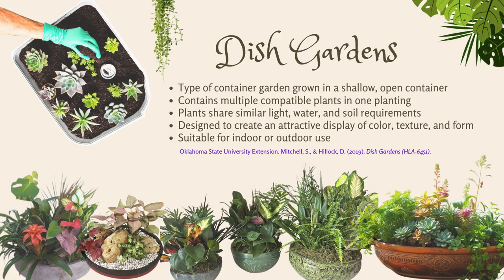A dish garden is a shallow container planted with several compatible plants that share similar growing requirements. Instead of displaying a single plant, a dish garden combines multiple plants in one attractive arrangement. The goal is to create interest by combining different colors, textures, leaf shapes, and heights while making sure all of the plants have similar needs for light, water, and soil. Dish gardens can be displayed indoors or outdoors depending on the plants that are selected, and they're commonly used as decorative pieces in homes, offices, hotels, and public buildings.